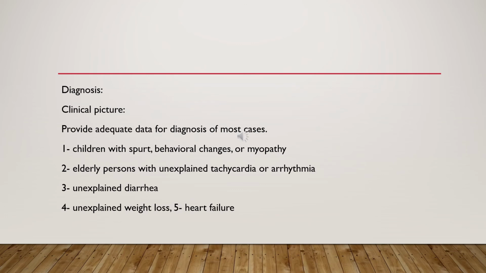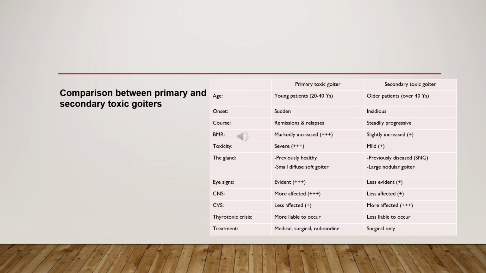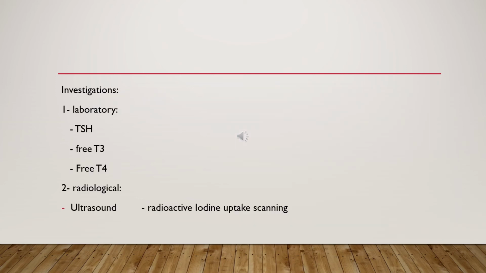Diagnosis by clinical picture. This table shows a comparison between primary toxic goiter and secondary toxic goiter, and it represents a simple way to differentiate between both conditions clinically. Investigations include laboratory tests: TSH, free T3, free T4; radiological: ultrasound and radioactive iodine uptake scanning.